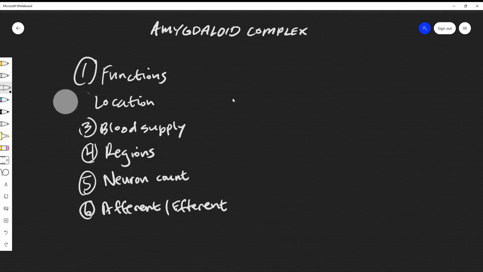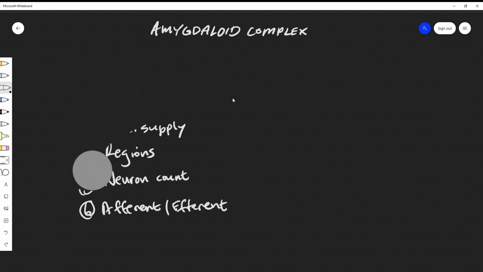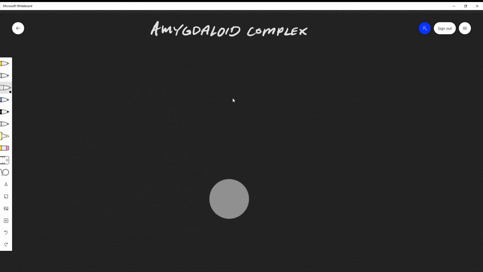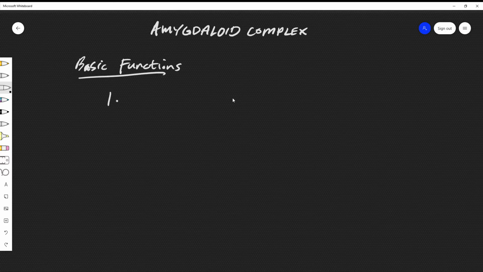Alright, so let's talk about the functions. And these are just a list of basic functions. So first we have fear and aggression. This is for basic conditioning experiments that you might have seen.